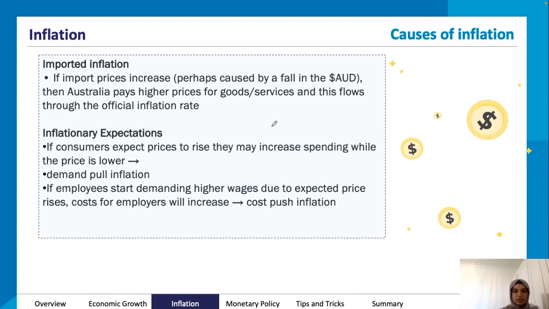Next up, we have inflationary expectations. So if consumers expect prices to rise, then they may increase their spending while the price is lower. Okay? So this is kind of similar to demand pull inflation, where there's an increase in demand. So if employees start demanding higher wages due to the expected price rises, the cost for employers will increase and this will cause cost push inflation.